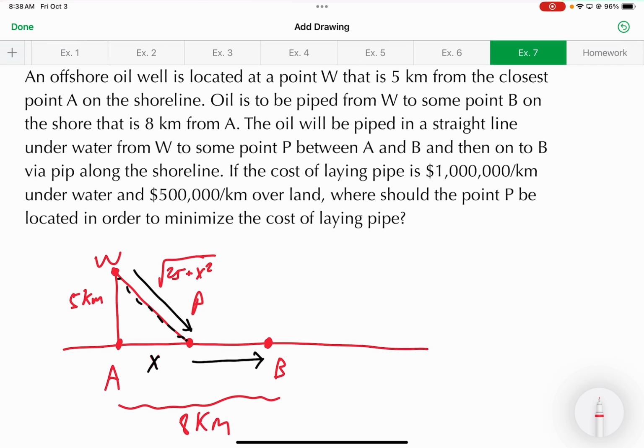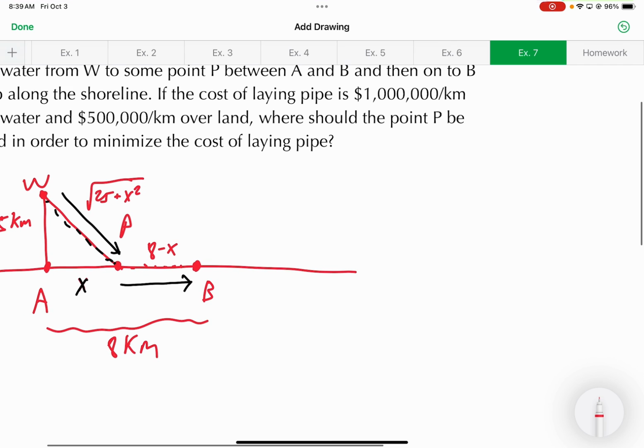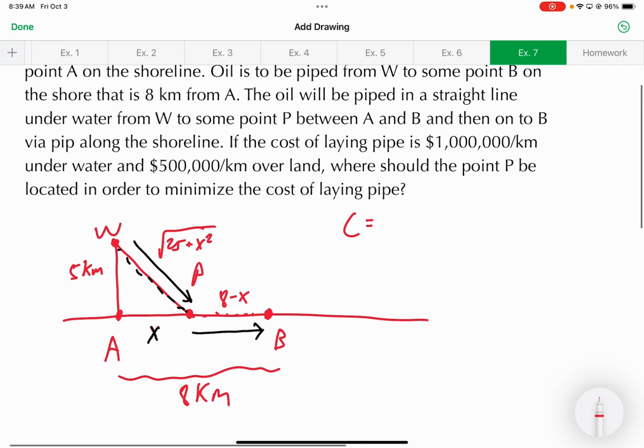All right. So x squared plus 25, 25 plus x squared, whatever you guys want, it doesn't really matter. Okay. And then what is this length going to be? Great job. Okay. So now, what do I want to do? Minimize the cost. I need an expression for cost. What is the cost of constructing a pipeline underwater? $1 million, right? Okay, so $1 million.